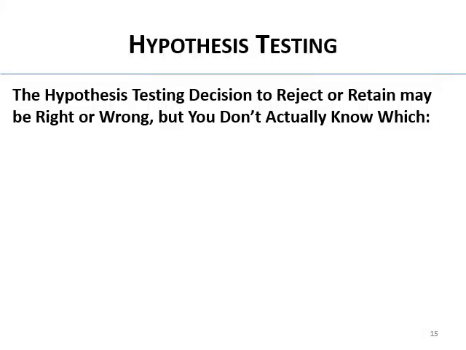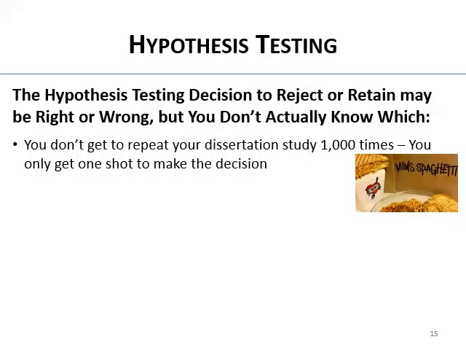So the decision to reject or retain, one of them's right and one of them's wrong, but you don't actually know that in your study. You never know that. Okay, that's what replication's about. So you don't get to do your dissertation 1,000 times. You only get one shot, like M&M, to make your decision.